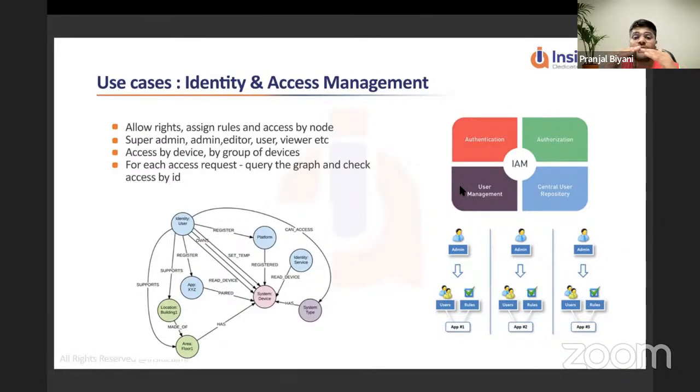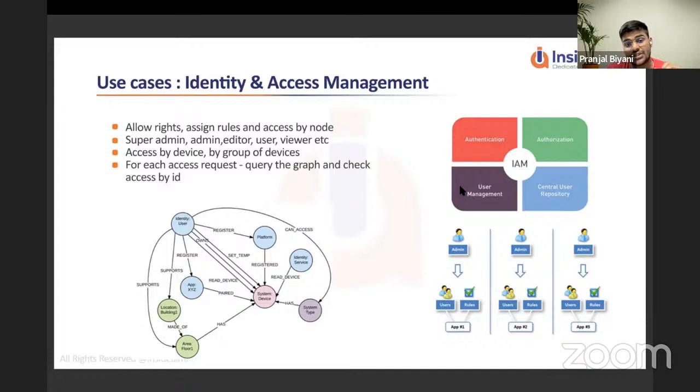You can also form a group of devices and allot their access to a larger group. Suppose the data science team gets access to all the customer data sets for the entire company. Okay. The CEO gets access to all the business transactions across the company.